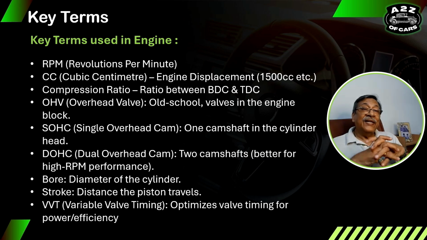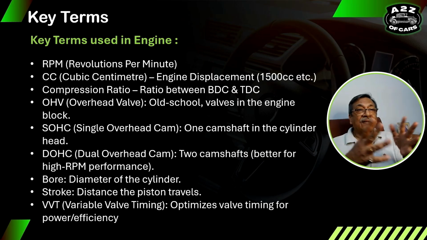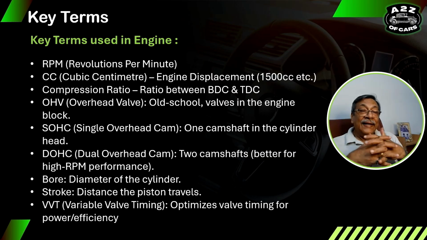right? So compression ratio in petrol engines ranges from 8 is to 1 to 12 is to 1. Nowadays we have 12 is to 1. And in diesel engines, it goes up to 25 is to 1. And that is why the diesel engines are heavier. They make more noise, right? So that's the beauty of compression ratio.